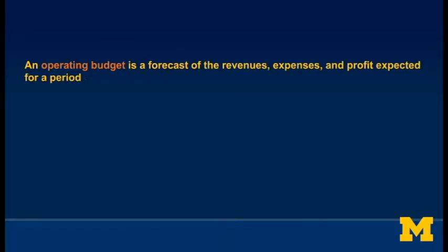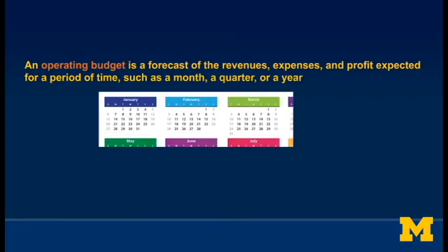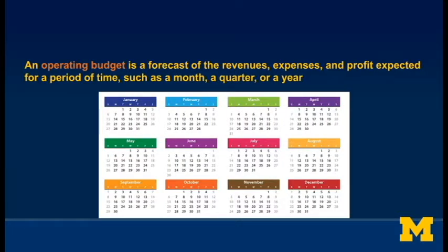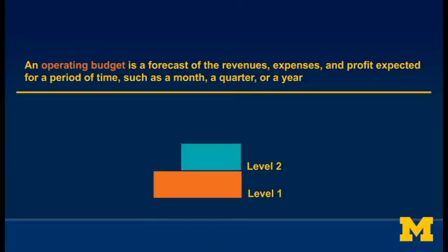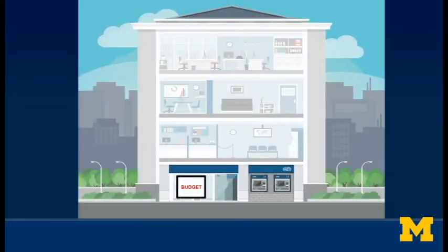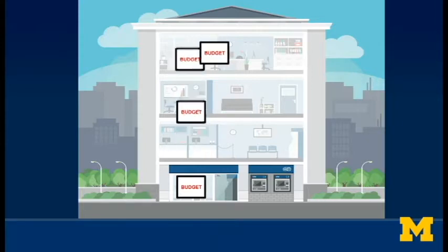An operating budget is a forecast of the revenues, expenses, and profit expected for a period of time, such as a month, a quarter, or a year. Operating budgets are prepared at multiple levels within an organization. They are prepared for individual departments, service lines, and payers, and then aggregated to the entire organization.